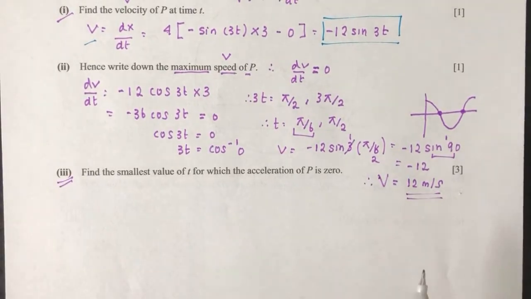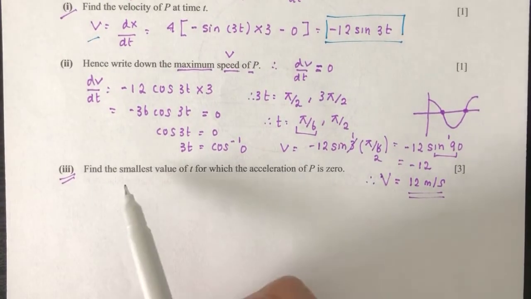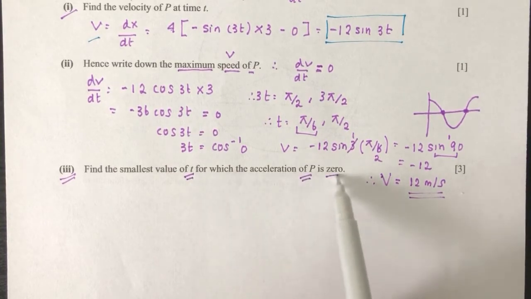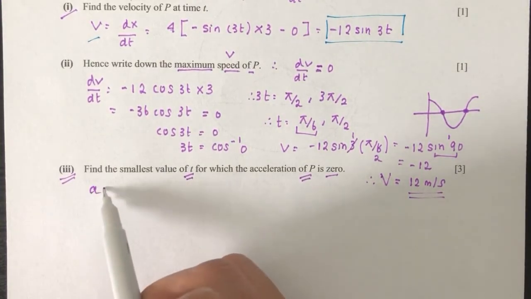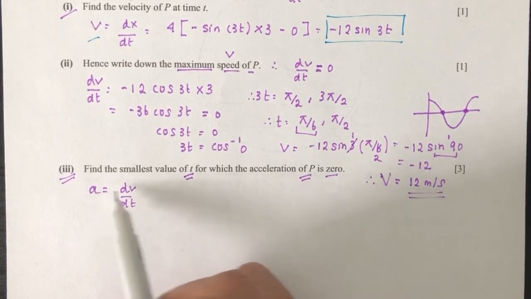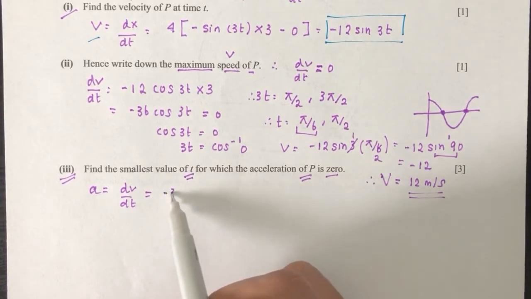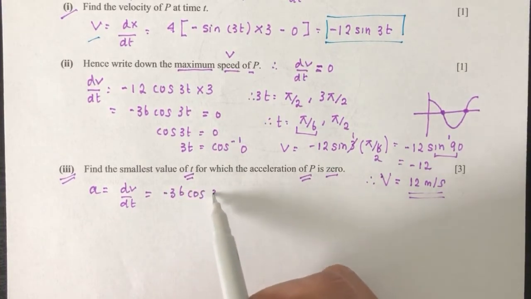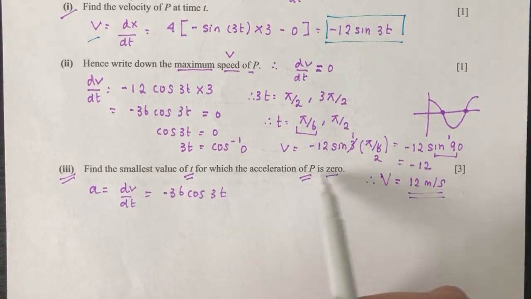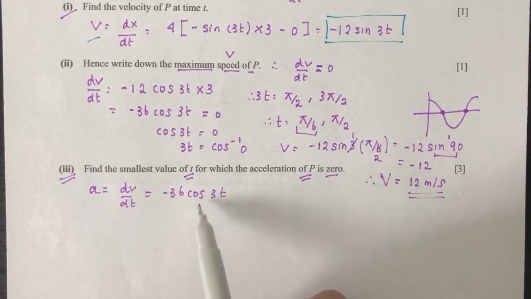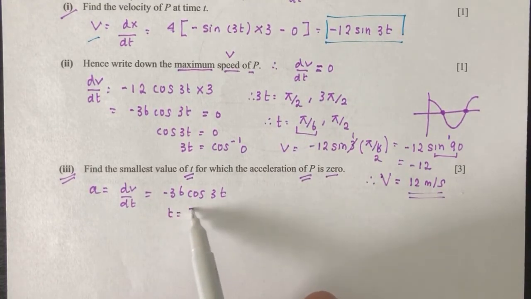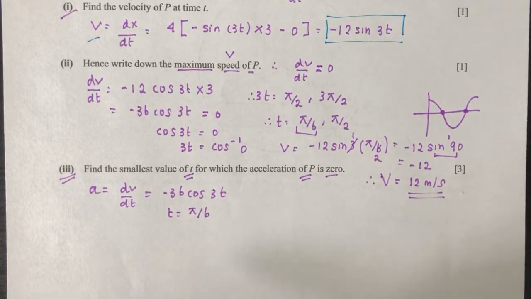Now for part 3, find the smallest value of t for which the acceleration of p is 0. So what is acceleration? It is equal to dv by dt, which we have here, which is minus 36 cos 3t. So now find the smallest value of t when the acceleration is 0. We know this already, as you can see, we have solved this. t is equal to pi by 6.